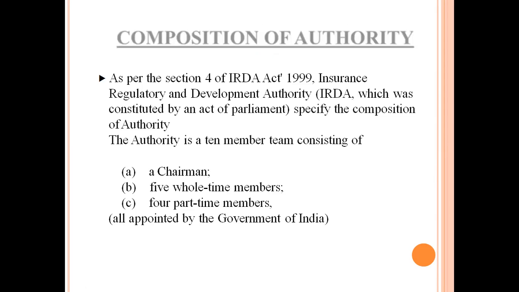So how is the authority composed? Section 4 of the IRDA Act, which was constituted by the Act of Parliament, specifies the composition of the authority. The authority is a 10-member team consisting of one chairman, five whole-time members, and four part-time members. These are all appointed by the Government of India.